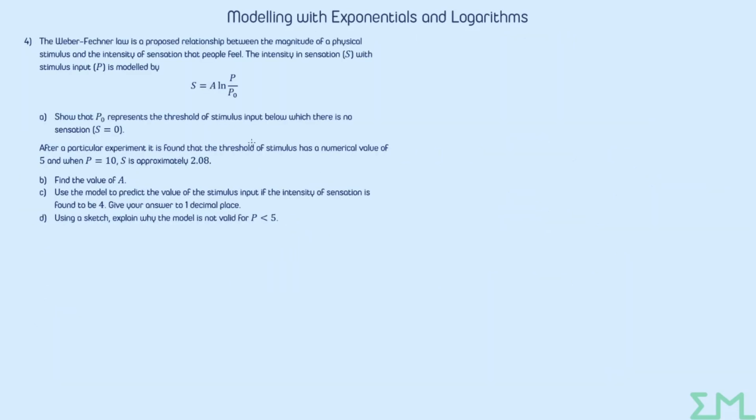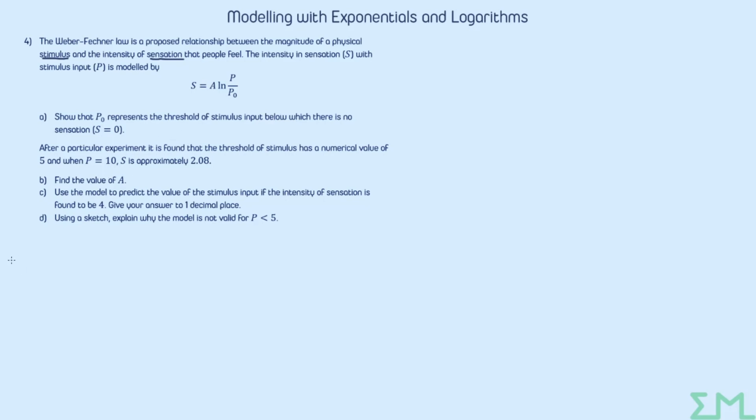Okay, let's have a look at the second to last question. Question 4. So we've got a law here that is to do with the relationship between a stimulus and the sensation that you feel in response to that stimulus. We've been given a rather complicated looking equation for the model. So intensity of sensation dependent on stimulus input P with constants A and P0. Part A, show that P0 represents the threshold of stimulus input below which there is no sensation.